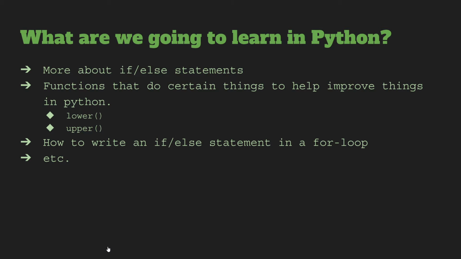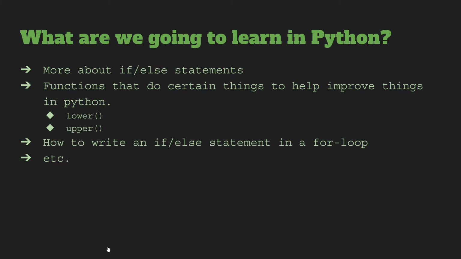Usually in my videos, we review something before going on to what we are learning today. But today, there isn't much to review. We already know how for loops and lists and all these other functions work. Today, we're going to talk more about if and else statements. We're going to learn about functions that help improve things in Python. The functions we'll be using are called lower and upper. We're also going to learn how to write an if-else statement in a for loop, and lots more about these if-else statements.